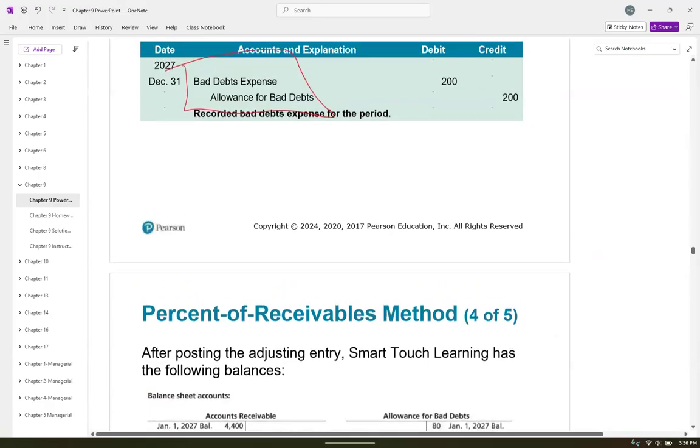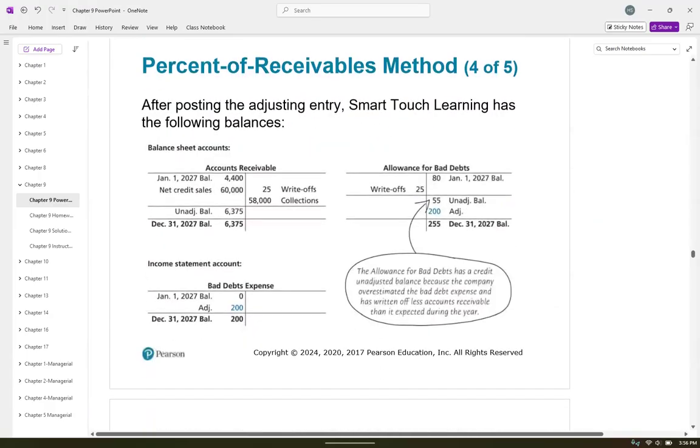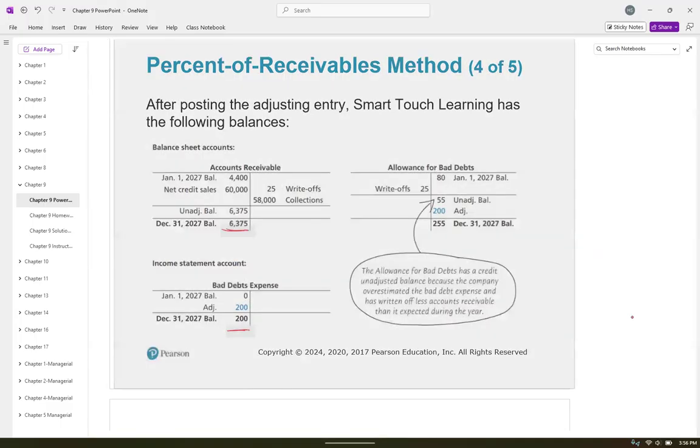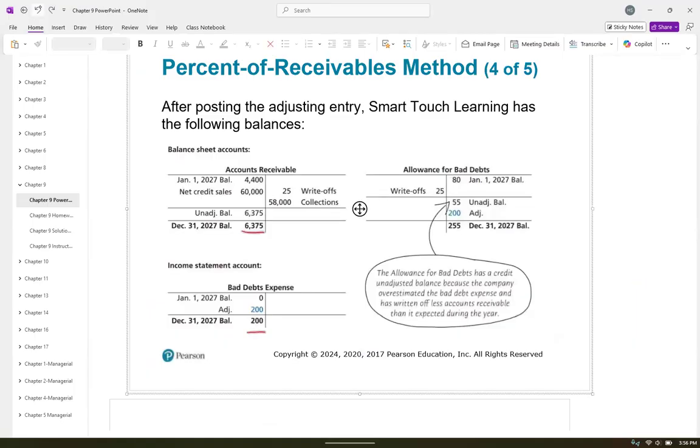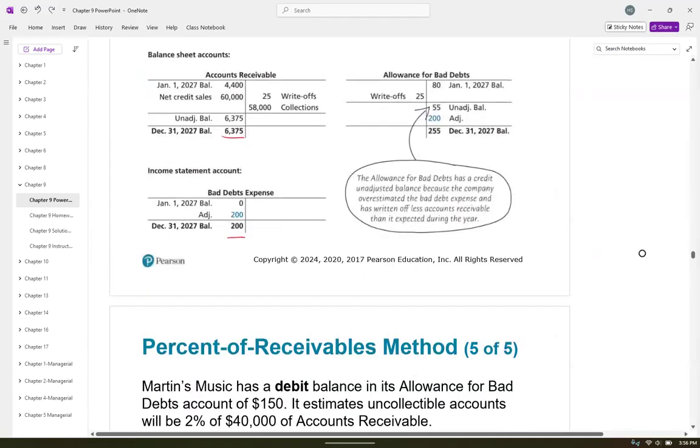Okay. After posting this, we end up with $200 in bad debt expense. Notice our accounts receivable stayed the same. And then we came in here and we now have a 255 credit balance in our allowance for doubtful accounts. All right.